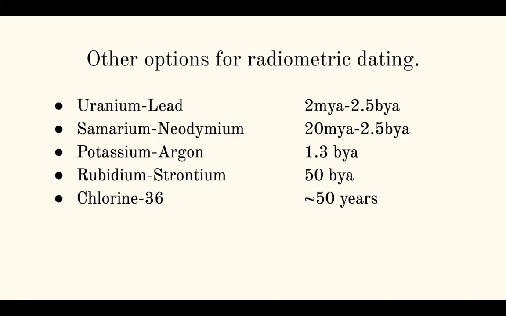Other models use samarium and neodymium, potassium, argon, rubidium, strontium, and one that is actually rather applicable to us is chlorine-36. Chlorine-36 has a relatively short half-life and allows us to collect data for things that are about 50 years old or less. Specifically, this is used in the water industry to show trends in water contamination and so on.